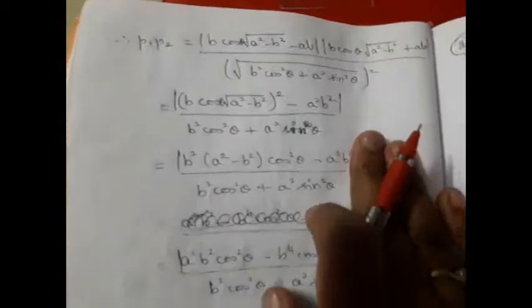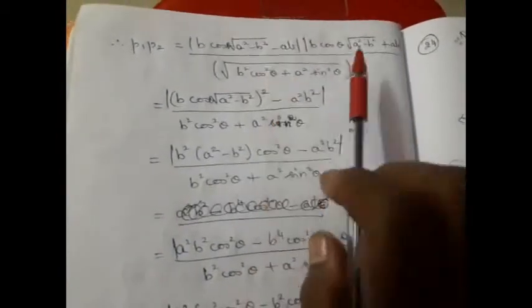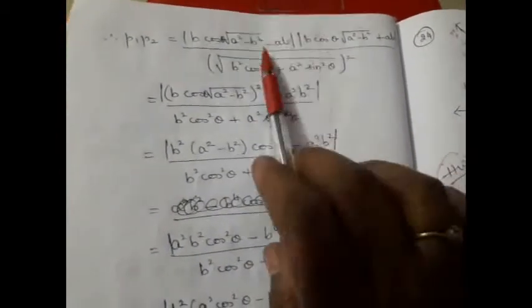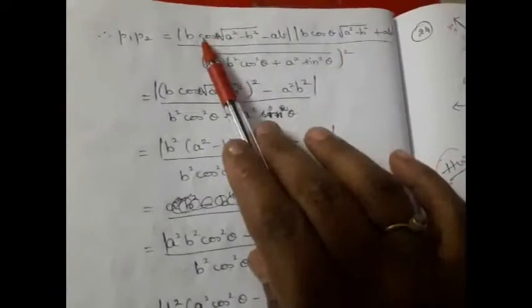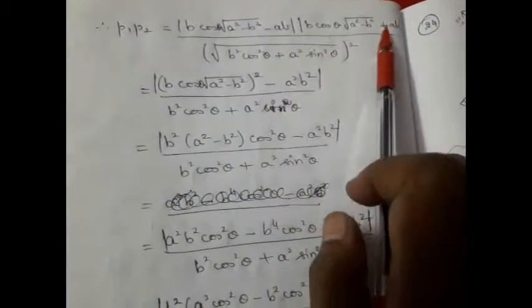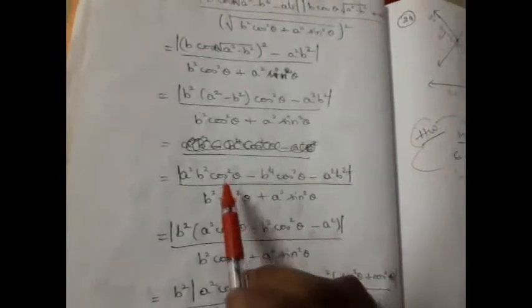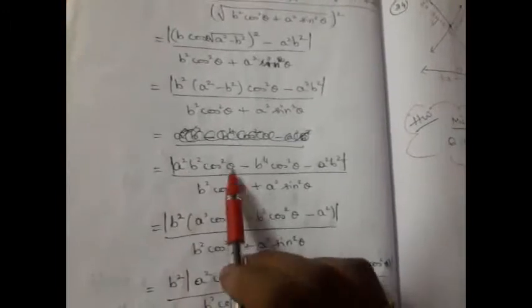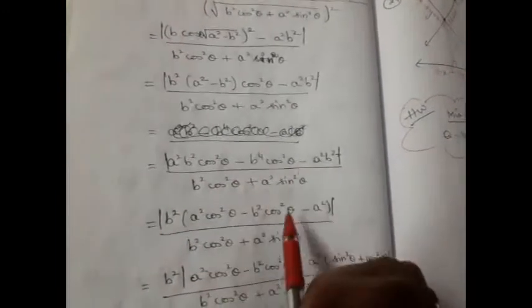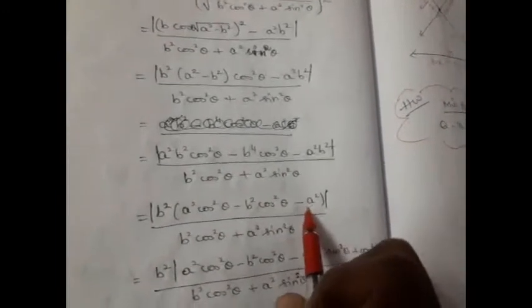Now we have to find the product of P1 and P2, right? So multiply these two. Again, both are inside modulus, and this is of the form a minus b into a plus b, which is a square minus b square. So do the calculation part carefully and multiply each and every term, and we can take b square as common at this step. So we got a square cos square theta minus b square cos square theta minus a square.